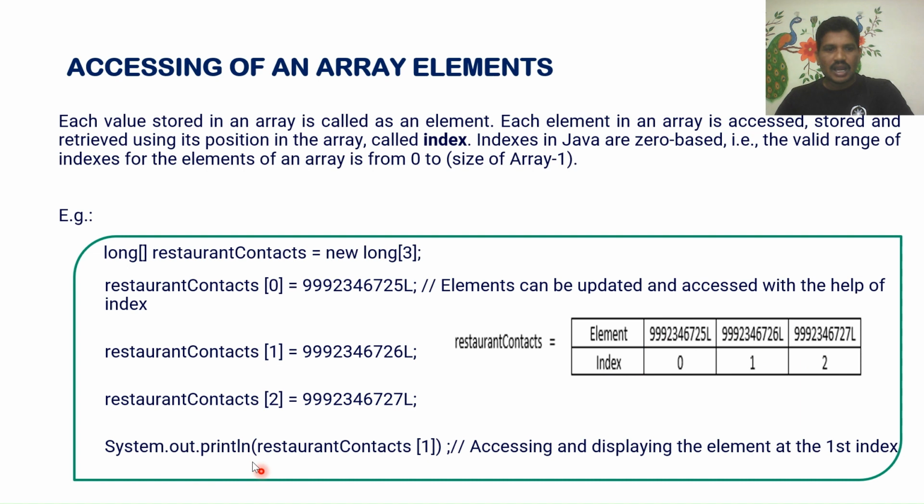Here I have written the statement System.out.println(restaurantContacts[1]), where restaurantContacts is the name of the array. What is the meaning of the statement? Accessing and displaying the element at the first index. Whatever element is there at that index, that is the output of this application.